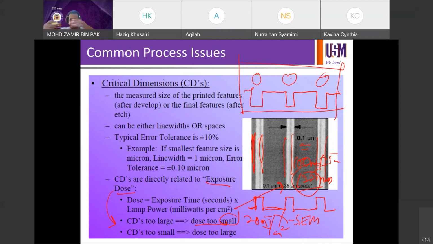The CD of a hole here is still the diameter, but it's a hole. If your dose is too high, then your CD will be high, so your hole diameter will be bigger. If your dose is too low, then your hole will be smaller in diameter. For holes, the CD and dose relationship will be proportional. For lines, CD and dose relationship will be reciprocal.